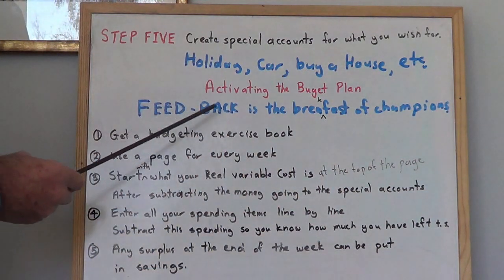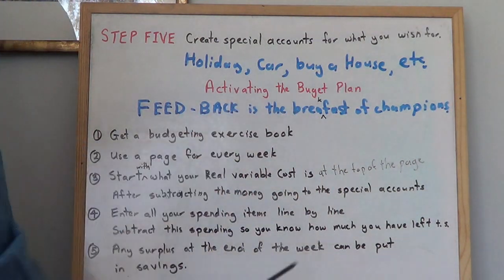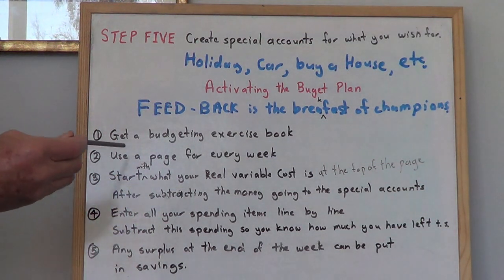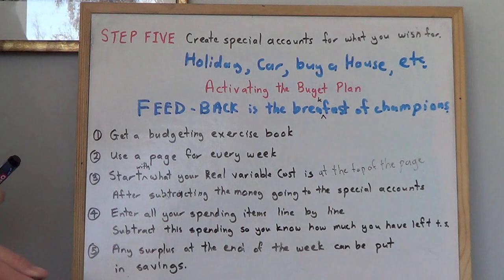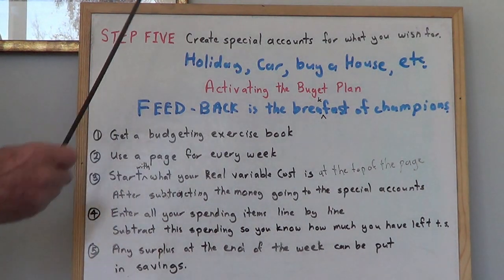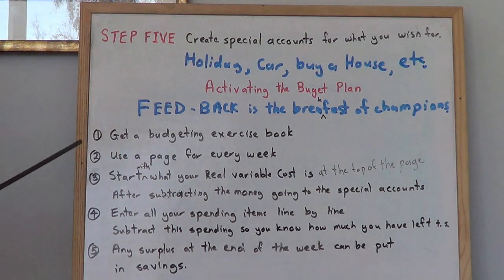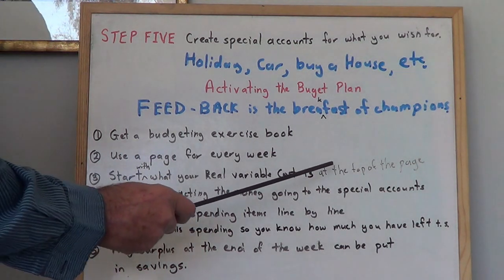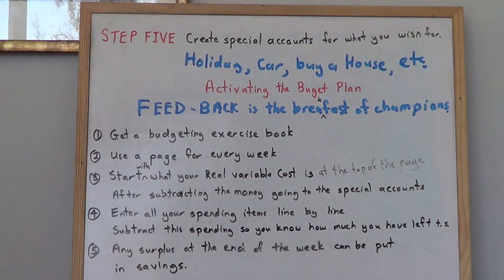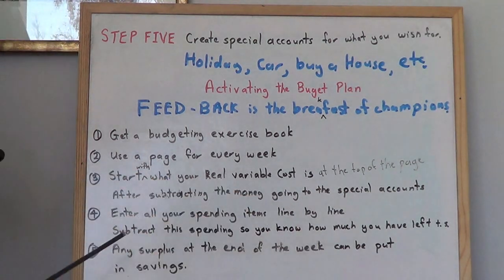Now, feedback is the breakfast of champions. You need to know where you are financially, day to day, week to week, year to year, right? So what you do is you get a budgeting exercise book, and any old exercise book will do. You use a page for every week, and you start with what your real variable cost is, and you put this at the top of the page. And that's after you've subtracted the money going into the special accounts.